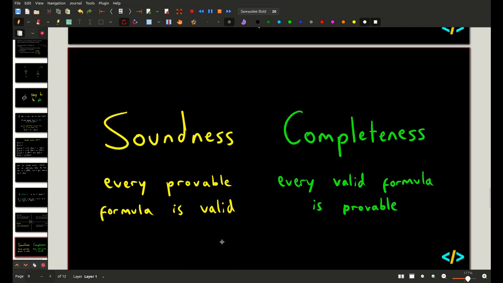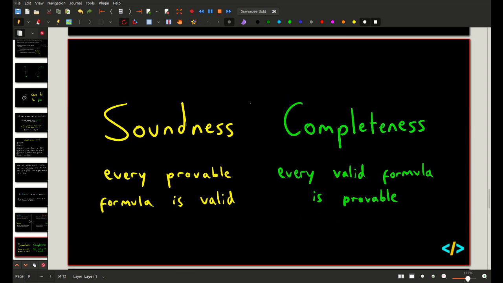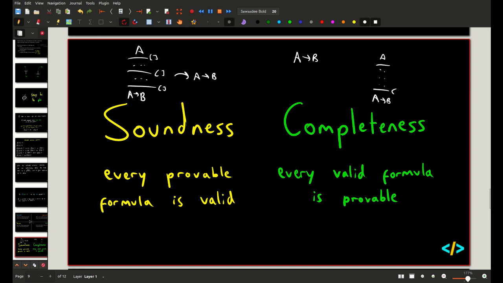Okay, so soundness and completeness. Soundness: every provable formula is valid. And completeness: every valid formula is provable. So all this means is, if we have something like A, and we reach something like B, and this is just a bunch of natural deduction, let's say. If A implies B is provable, then by soundness, this is also valid. And similarly, if every valid formula is provable, if you have something like A implies B, then there will always be a way to prove it. That's all these two terms mean.